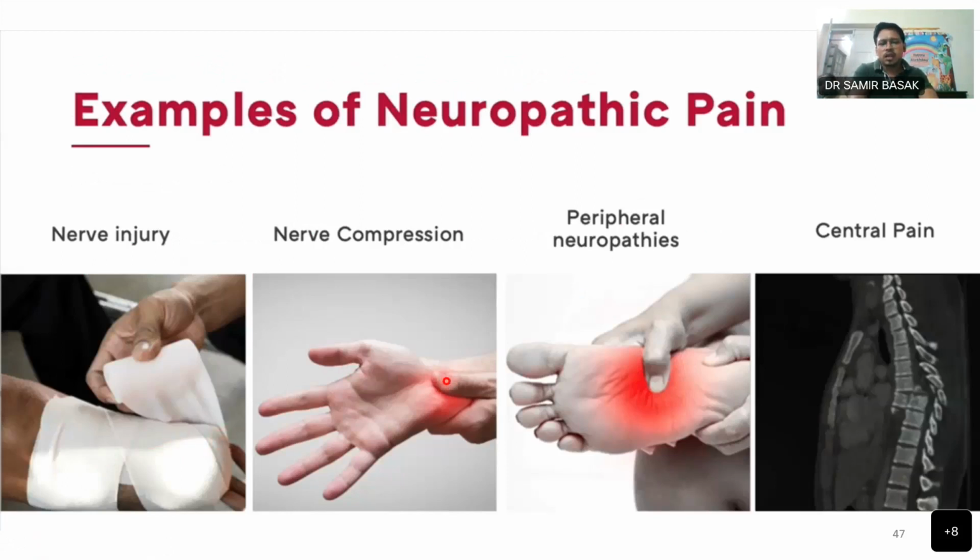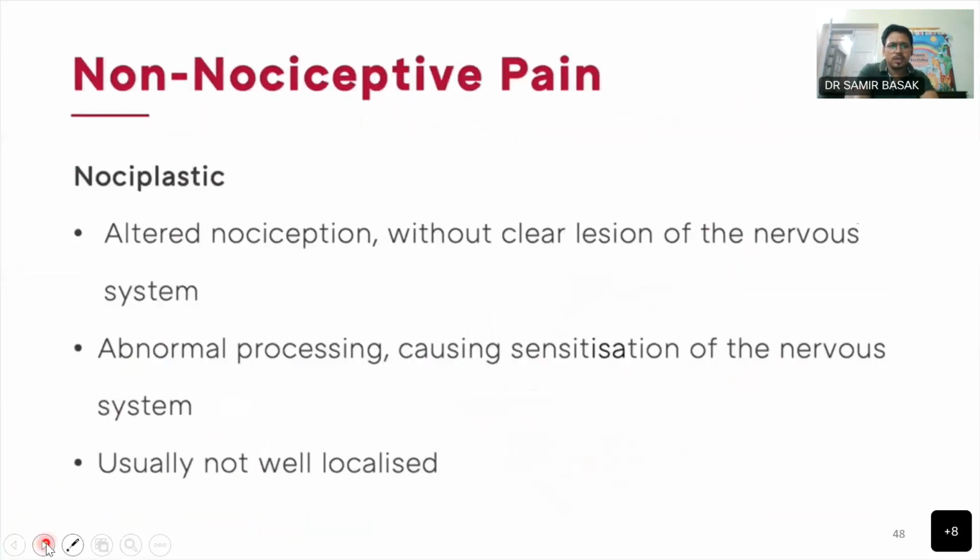Nerve compression, like median nerve compression due to thickening of the fascia, leads to carpal tunnel syndrome. Peripheral neuropathy due to long-standing diabetes, where the peripheral nerve got damaged, or cancer leading to fracture of the vertebra, central pain, or stroke with brain damage. All this leads to neuropathic pain. There is some nerve damage, and it is chronic, leading to nerve-mediated neuropathic pain.